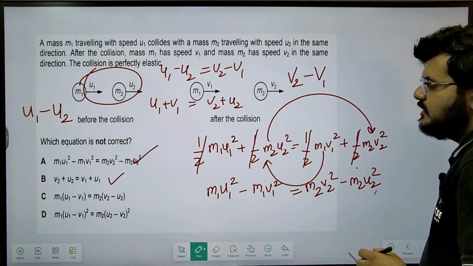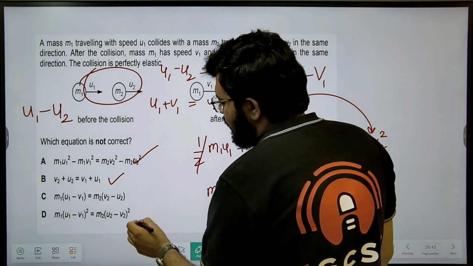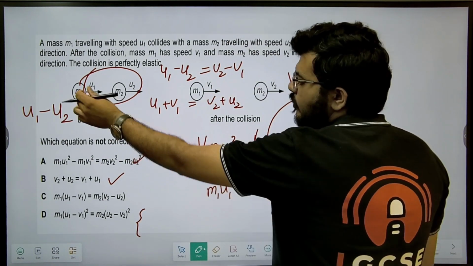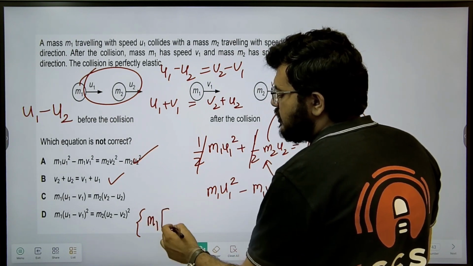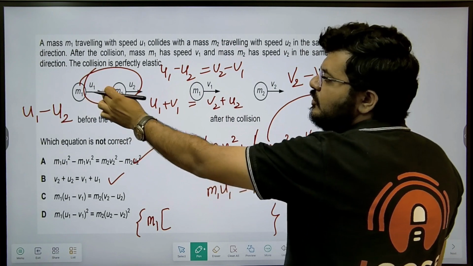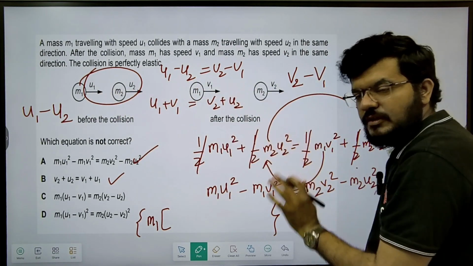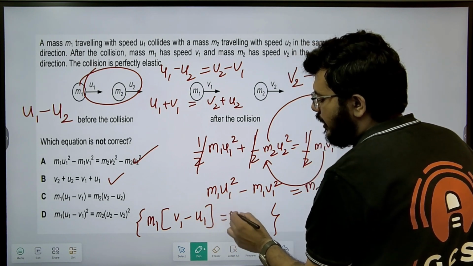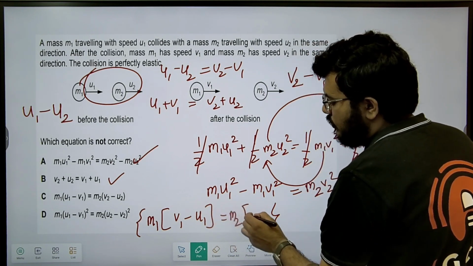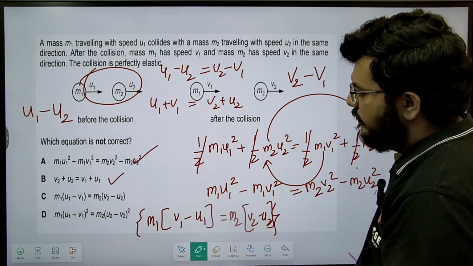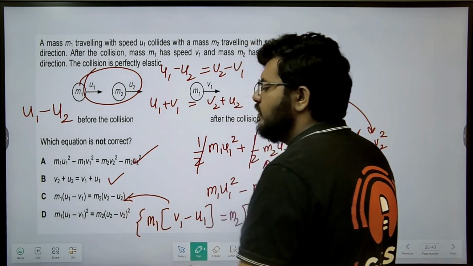Okay, what does this suggest? This suggests that the change in momentum is equal. So for body m1, what is the change in momentum? Initial momentum is m1 u1, final is m1 v1. So I'll write m1 into v1 minus u1 should be equal to m2 into v2 minus u2. Let's match this equation. Yes, this is the exact equation they are asking for.